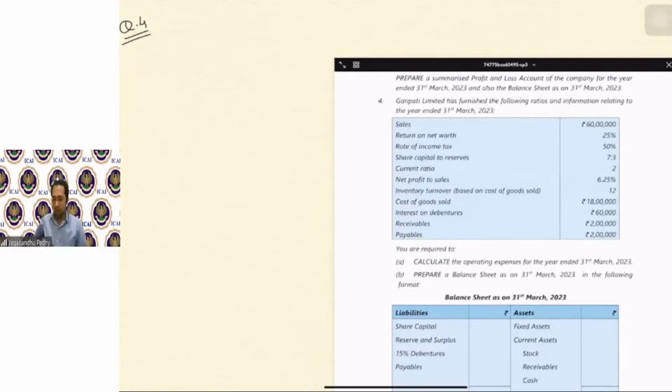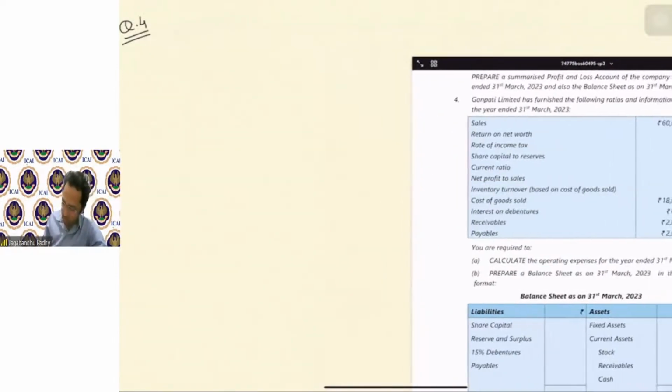It has furnished the following ratios and information relating to the year end. Sales is given. Now we have the return on net worth and we have the rate of income tax. One important figure that we have is the net profit to sales figure of 6.25%. So let us target that particular thing.